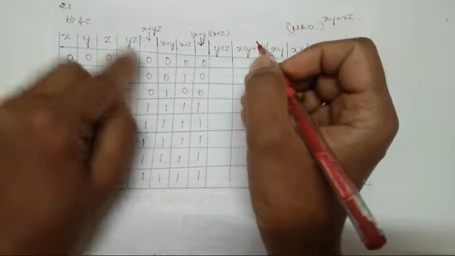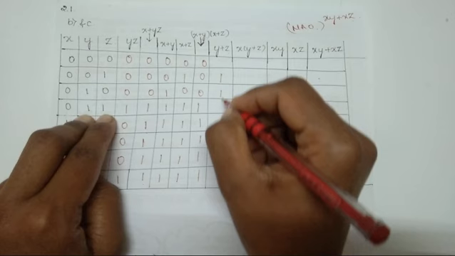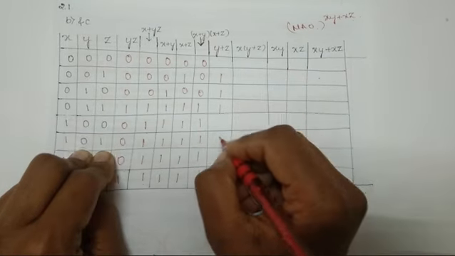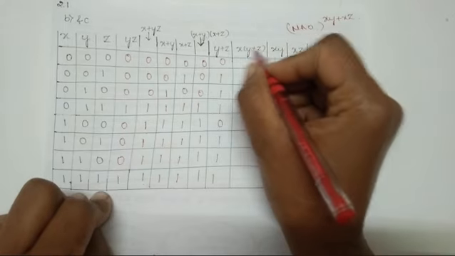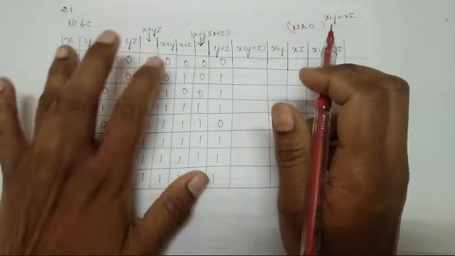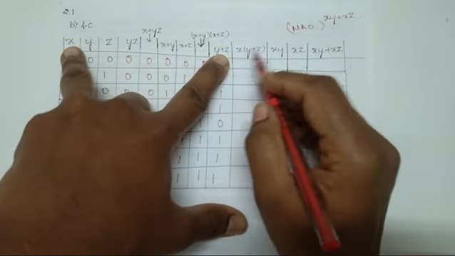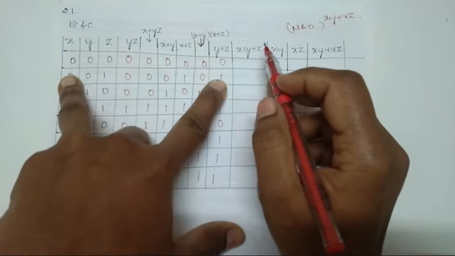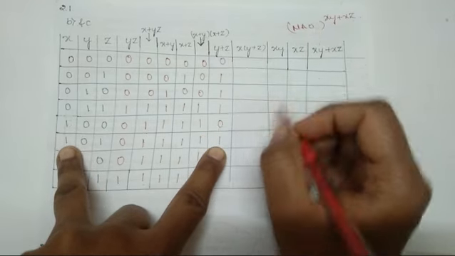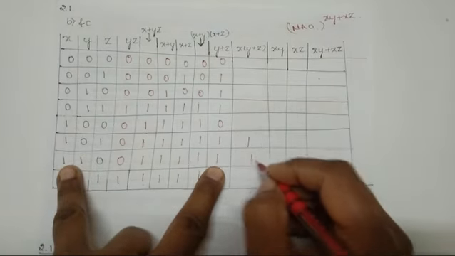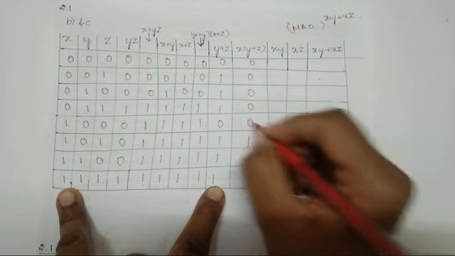Y plus z. Look for at least one 1. Okay. 1, 1, 1. No. 1, 1, 1. So fill it with zeros. X into y plus z. Correct? X into y plus z. Into is there. Look for all ones. No, no, no, no. Here it is. So 1. Yes. Yes. Okay. Others, enter with zeros.